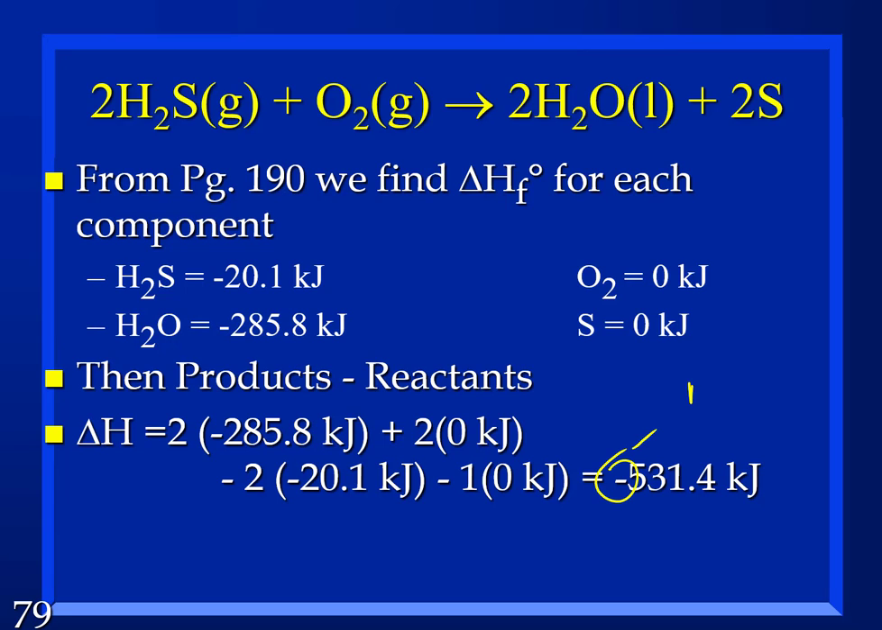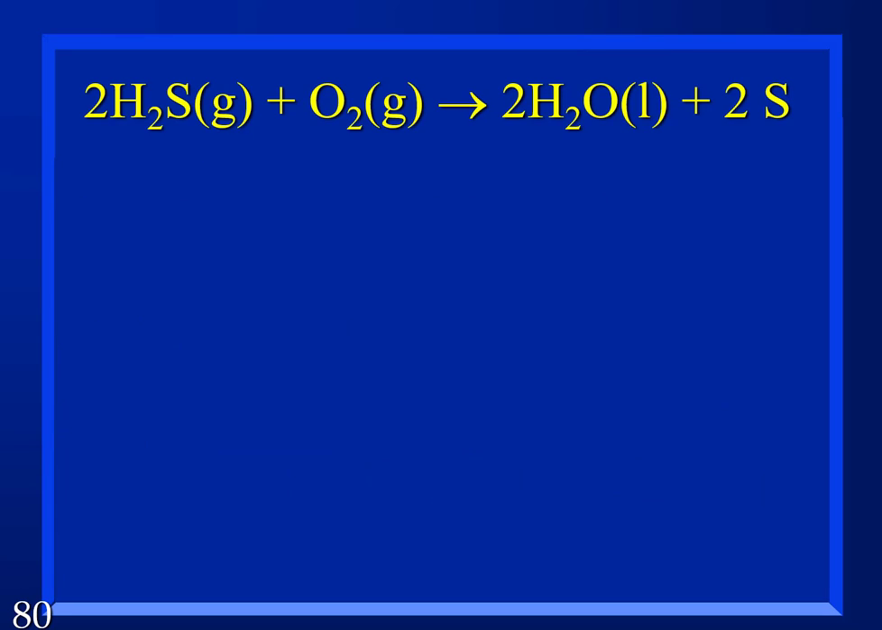That's negative, so delta H is in favor of this happening. So this one, we know at least will happen if I get the temperature right. No matter what the entropy is, if I get the temperature right, I can make this happen because at least the enthalpy is in favor of it happening. Okay? Now I'm going to do the same thing for entropy.